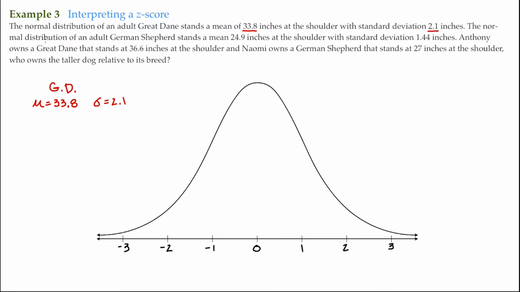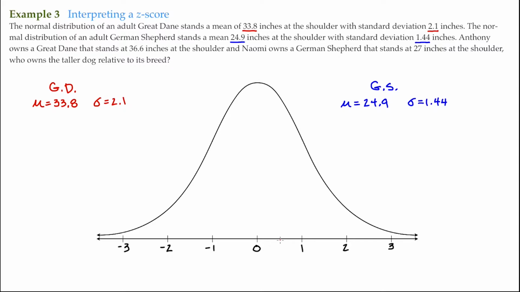Then it says the normal distribution for an adult German Shepherd stands at 24.9 inches at the shoulder with a standard deviation of 1.44 inches. So I'm going to put the German Shepherd over here. He's got a mean mu of 24.9 inches. You can see it right there. With a standard deviation of 1.44 inches. So then what I'm going to do is put in the mean and standard deviation for each breed here underneath our distribution.